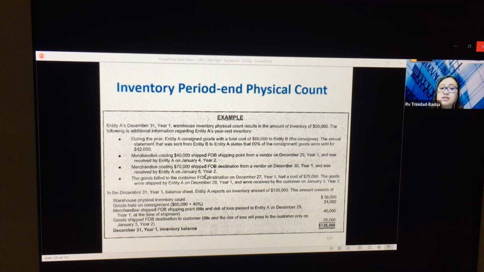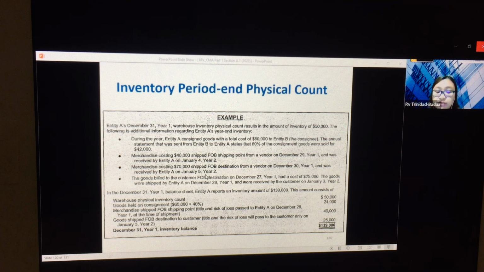Fourth bullet, the goods billed to the customer's FOB destination on December 27 costing 25,000. The goods were shipped by Entity A on December 28, year 1. Kahit na-receive mo pa siya noong January 3, yung goods mo as of December 30, sa'yo na siya. So it's in transit, no? The goods shipped FOB destination to customer. Title and risk of loss will pass to the customer only on January 3, year 2. Pero sa'yo na yung goods na yun.